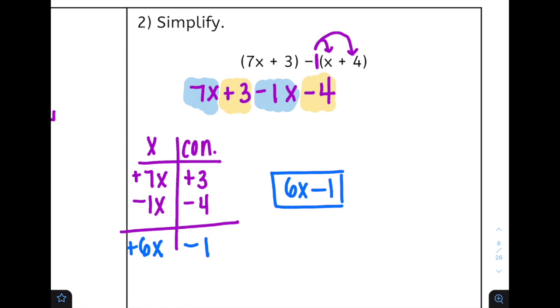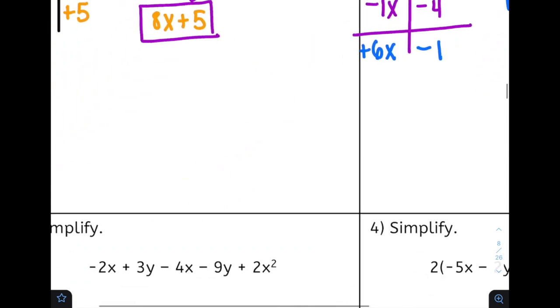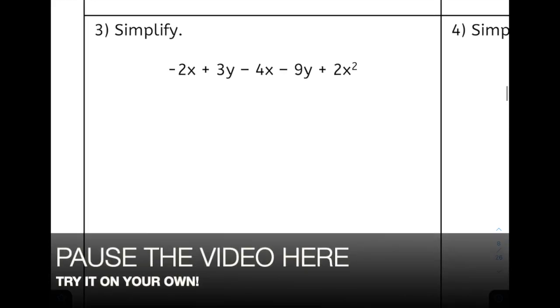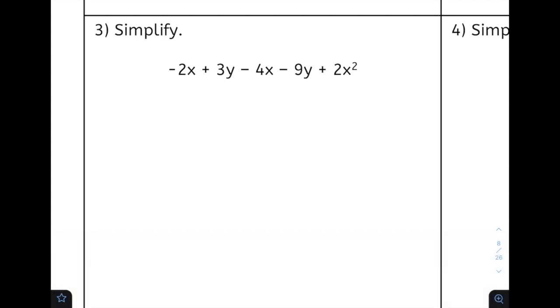For number 3, pause the video here. Try this one on your own, whether you're switching everything around in groups or if you're using the table. Come back and check your answer.